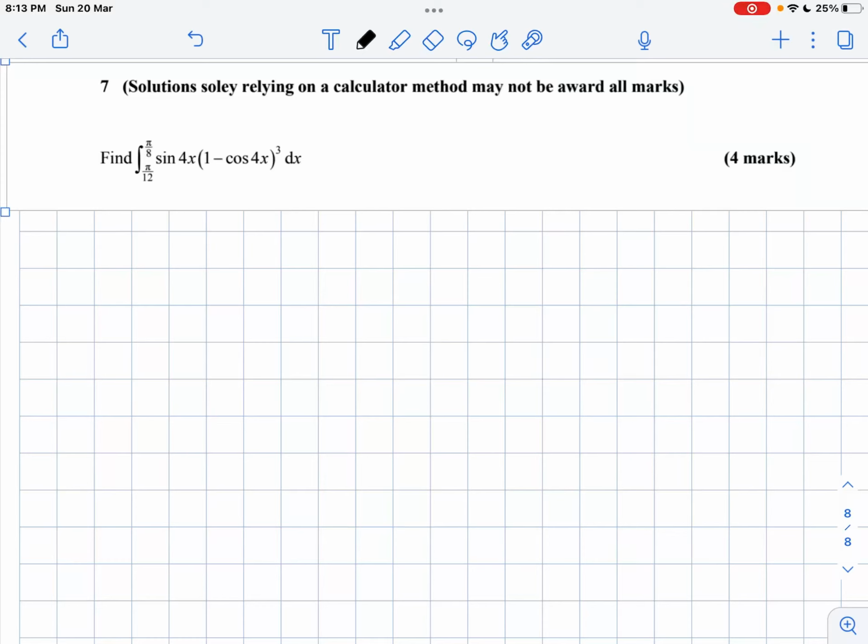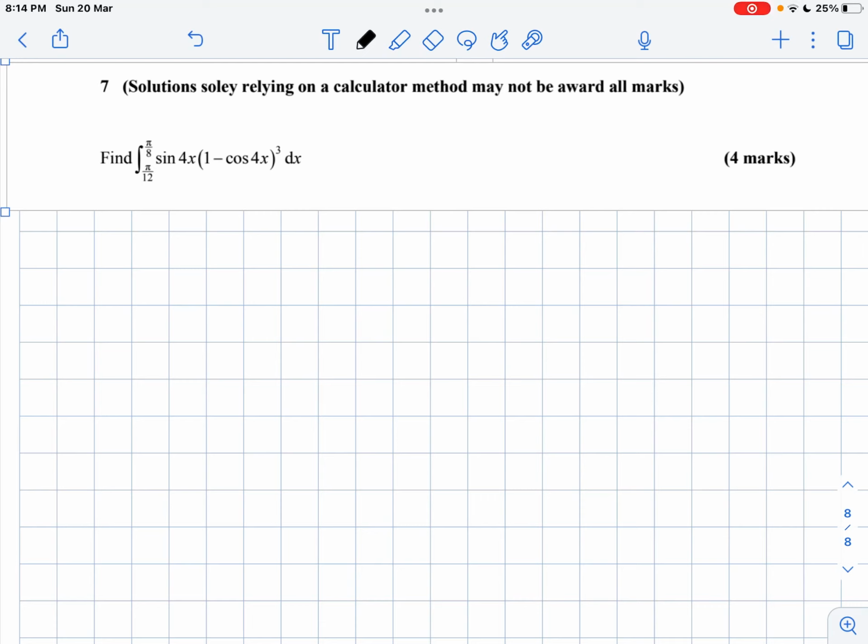Again, for this question, I have to work out the definite integral, and again, I'm going to try the reverse chain rule. I'm not going to try and expand out this cubed function and go from there. I think that would be too difficult. So I'm going to try and see if I use the reverse chain rule, whether it works, see what happens.